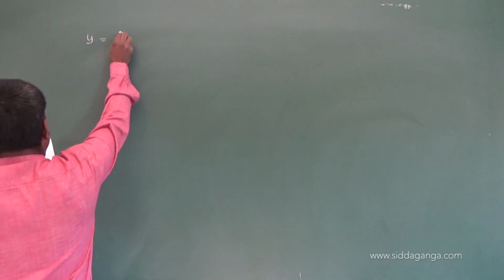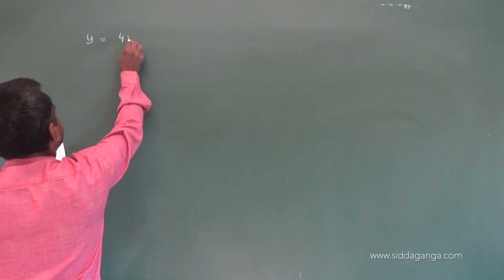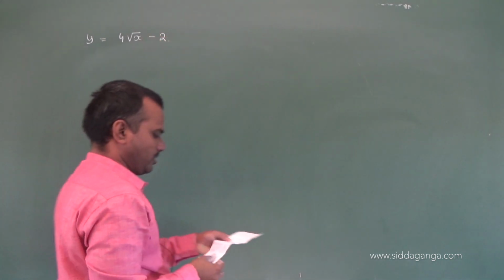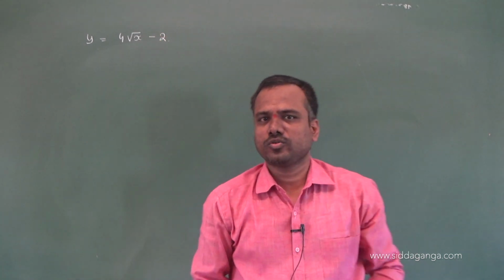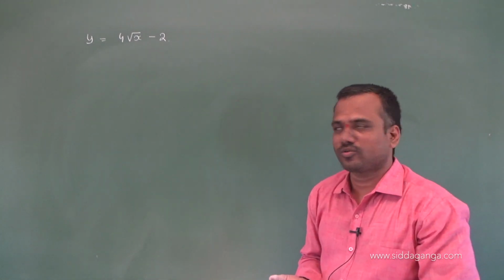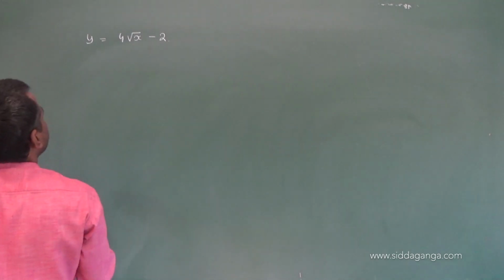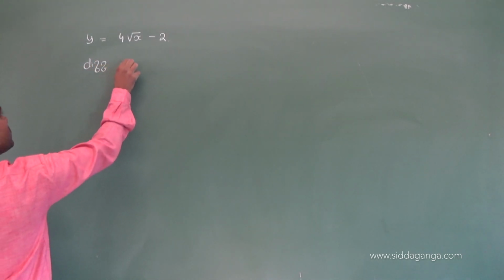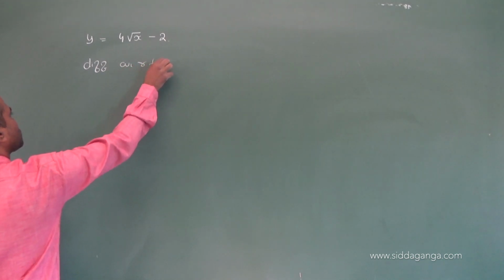Y is equal to 4 into root x minus 2. Very simple one. Differentiate with respect to x.